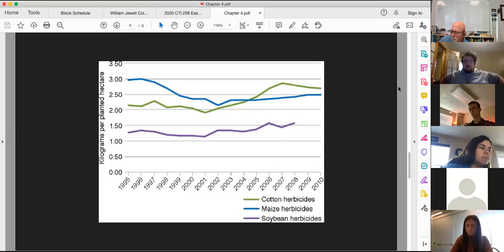So this graph shows the herbicide usage per kilograms and hectare between 1995 and 2010. So as you can see, they gradually decreased until about 2001, 2002, but the decrease isn't sustained. So they determined that it wasn't useful to determine the risk for humans and the environment.